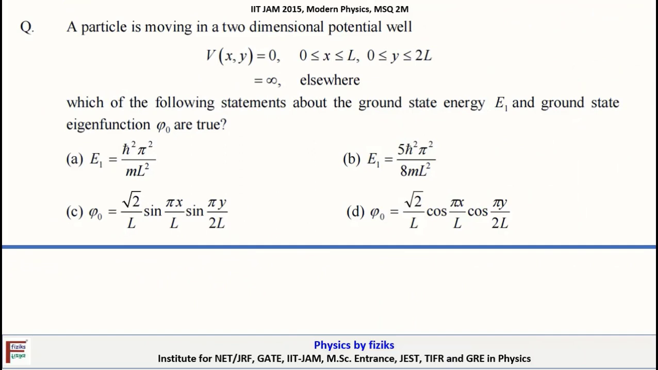A particle is moving in a two-dimensional potential well. V(x,y) is equal to 0 for 0 < x < L and 0 < y < 2L. Which of the following statements about the ground state energy E1 and ground state function phi 0 are true? Solution.